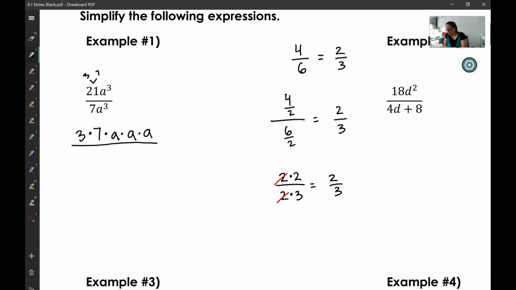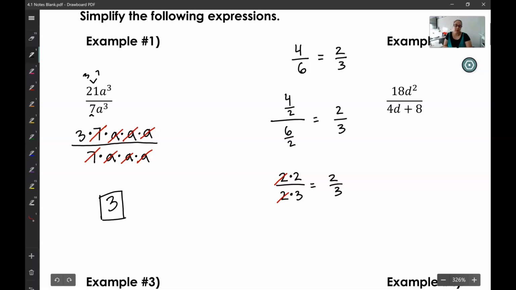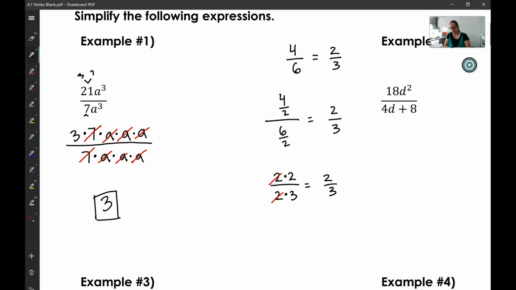Now let's look at the bottom. 7 doesn't factor tree, so I'm just going to leave it as a 7. And then I have a cubed again, so a times a times a. Now I have a 7 on top and bottom, so they'll cancel. I have a pair of a's, they'll cancel. I have another set of a's and another set of a's. They'll all cancel. So the only thing I'm left with is 3. So that's my answer. That's simplifying that fraction as far as it will go.